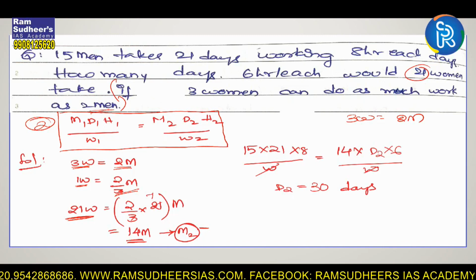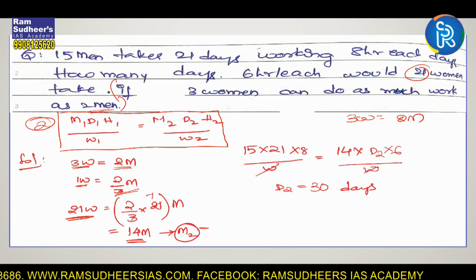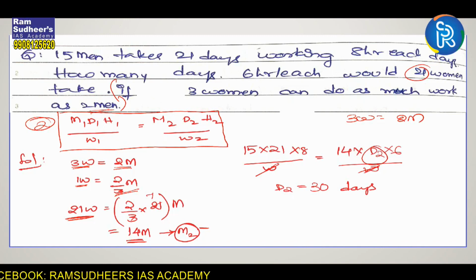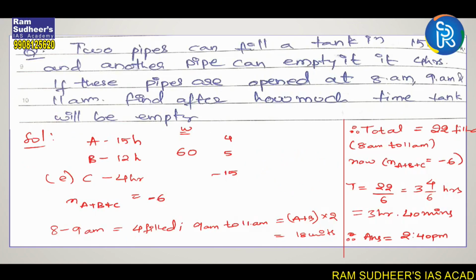And substituting the values of M1 D1 H1 and M2 D2 H2, we'll get these. And in both the cases, work is the same, so I have assumed it to be W, which cancels out, and our D2 turns out to be 30 days solving this equation. I think you are done with this question, and every problem will be on similar lines. Problems with respect to time and work should go easy with you. Moving on to the next question.